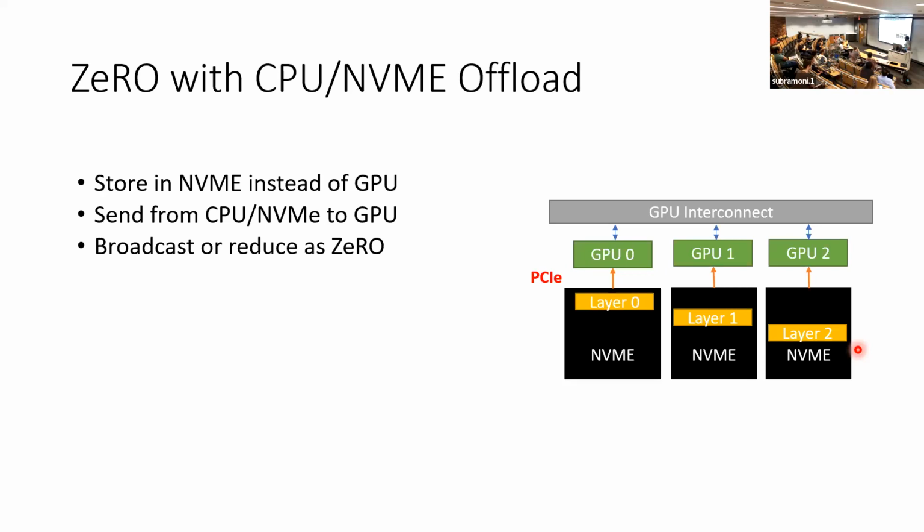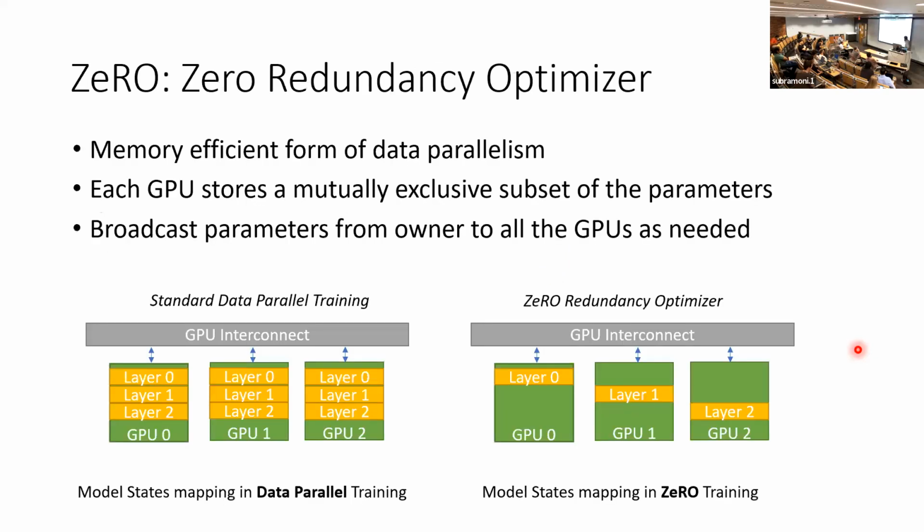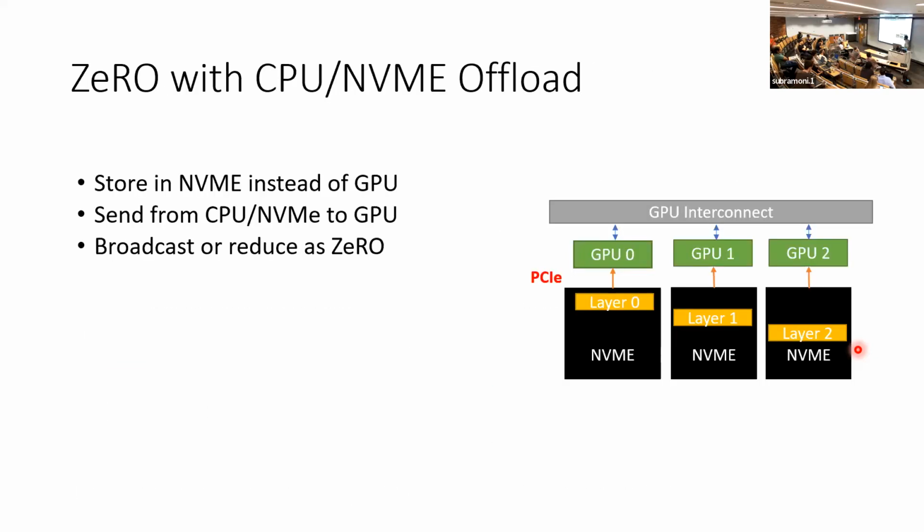Similarly, if you want to extend it even further, you would do ZeRO with CPU or NVMe offload. So store in NVMe instead of your GPU, send from the CPU or NVMe to GPU, and then broadcast or reduce as the ZeRO states. So here's a picture again with that same thing. Look at the previous picture, it was all in GPU. Now we're all in NVMe: layer 0, layer 1, layer 2. And what connects them? PCIe connects them.